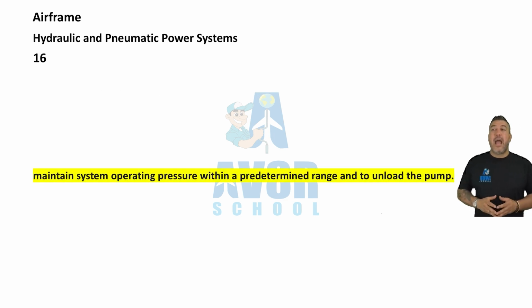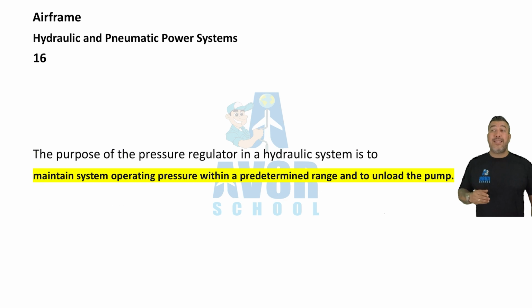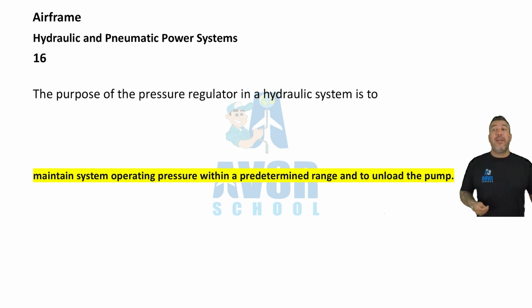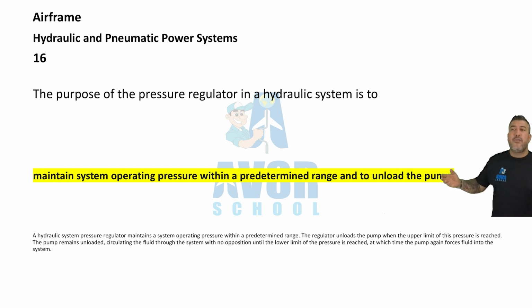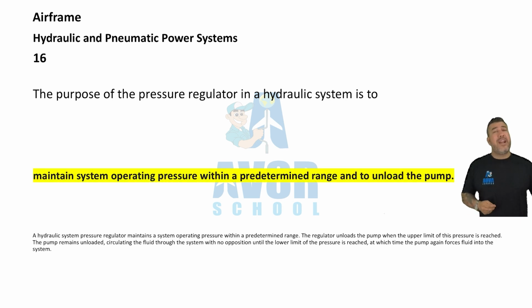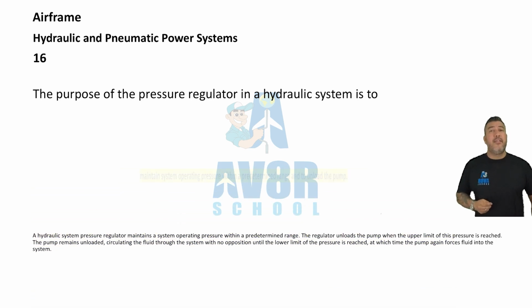Number 16, maintain system operating pressure within a predetermined range and unload the pump. So the purpose of the pressure regulator in a hydraulic system is to maintain system operating pressure within a predetermined range and to unload the pump.